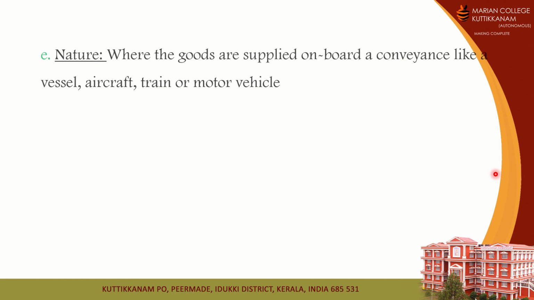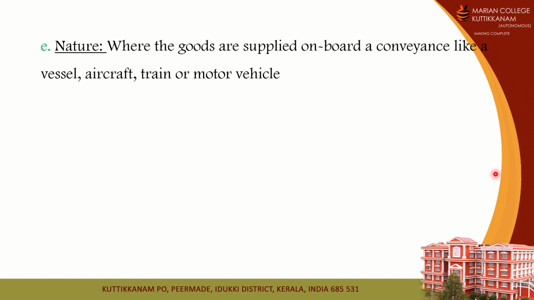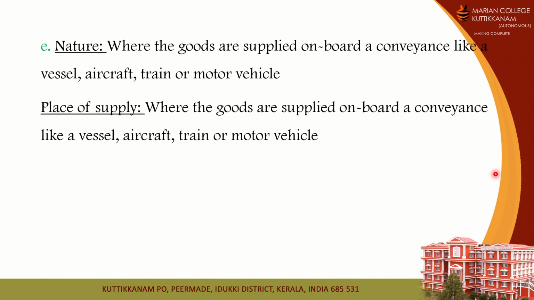Now let's move to the fifth situation, where the goods are supplied on board a conveyance like vessel, aircraft, train, or motor vehicle. When a particular good is supplied on a conveyance like vessel, aircraft, train, or motor vehicle, what will be the place of supply of goods? The place of supply will be where the goods are supplied on board the conveyance. The place of supply will be the place from where the goods are onboarded. Okay, so from where the goods are onboarded.